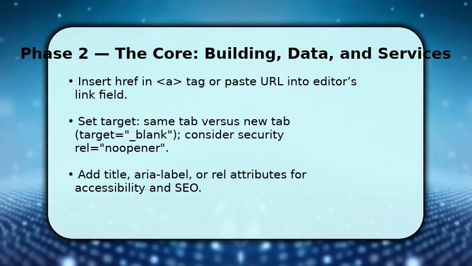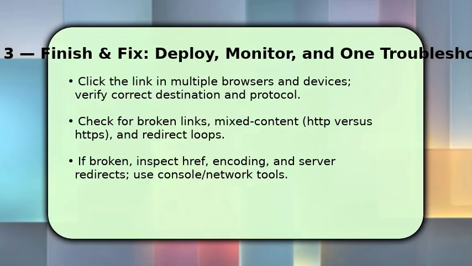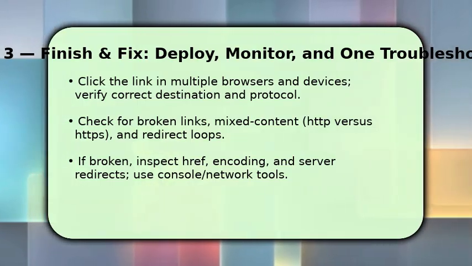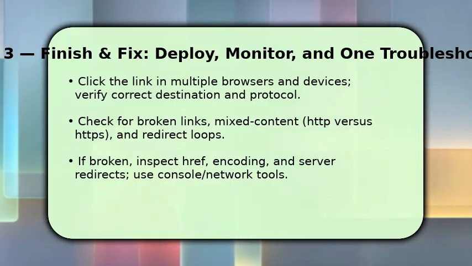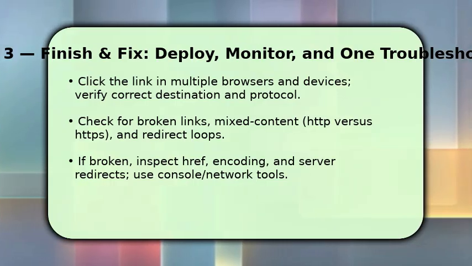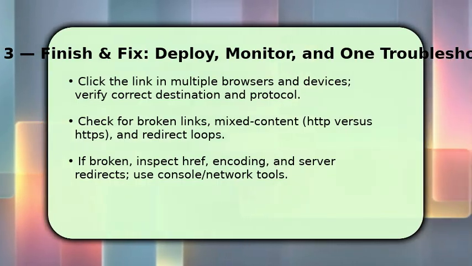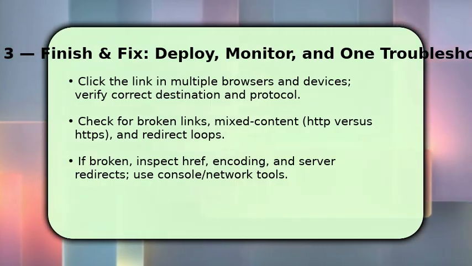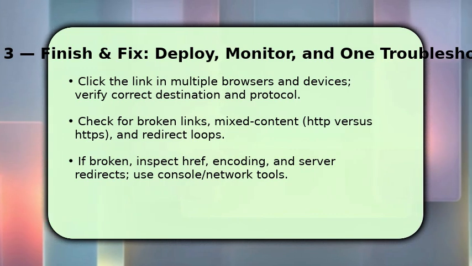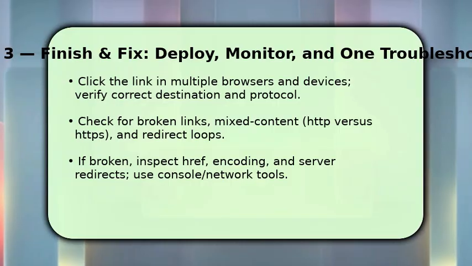You finish by thoroughly testing the link. Click it across browsers and devices to confirm it reaches the intended destination and uses the correct protocol. If you encounter a broken link, check for mixed content issues, HTTP versus HTTPS, and redirect loops that send users astray. When something fails, inspect the href for typos or URL encoding problems, review server redirects, and use browser console and network tools to trace the request. Make fixes, then retest until the link behaves.